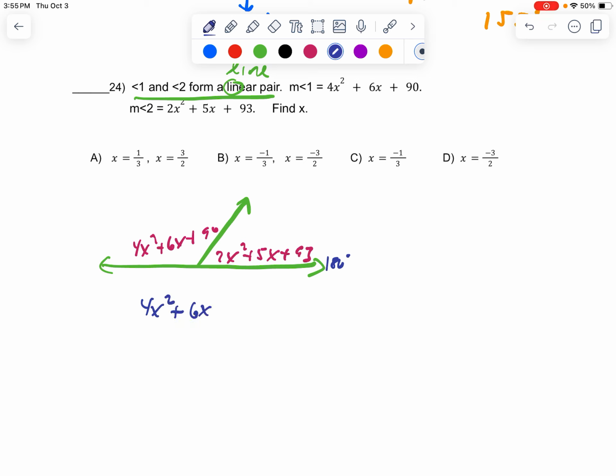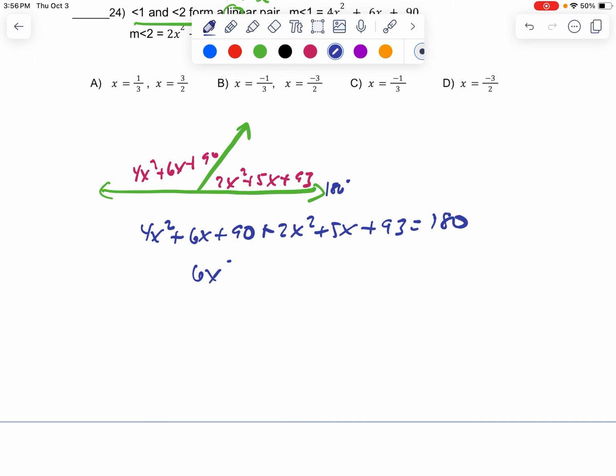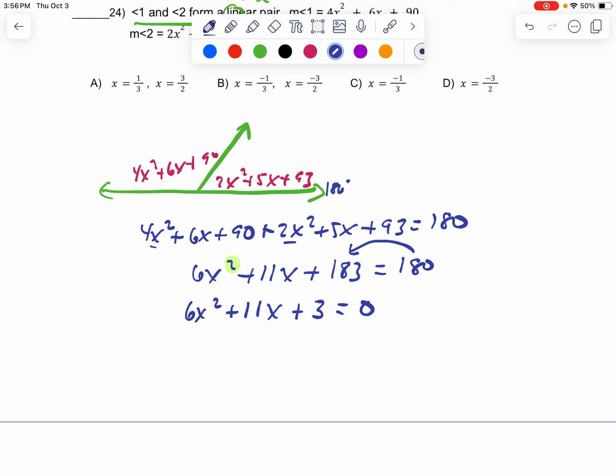4x squared plus 6x plus 90 plus the other angle equals 180. So that's 6x squared, combining these, plus 11x plus 183 equals 180. Move the 180 to the other side because I notice that I have squared, which makes me think I'm going to factor. So we have 6x squared plus 11x plus 3 equals 0.